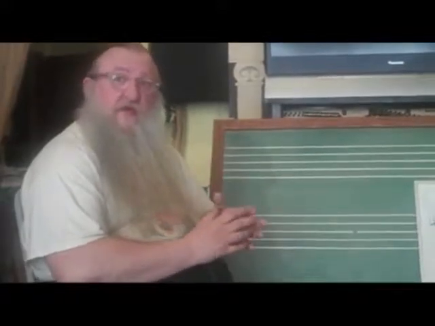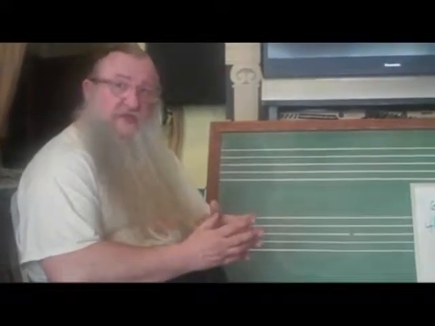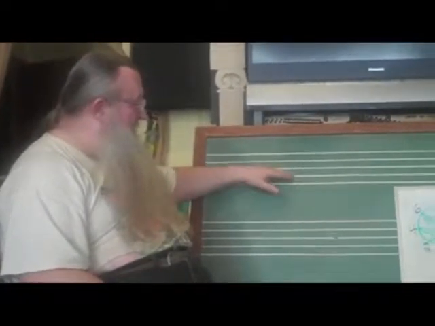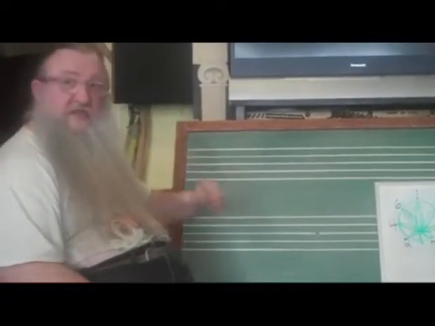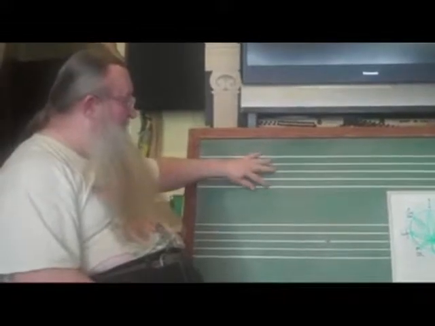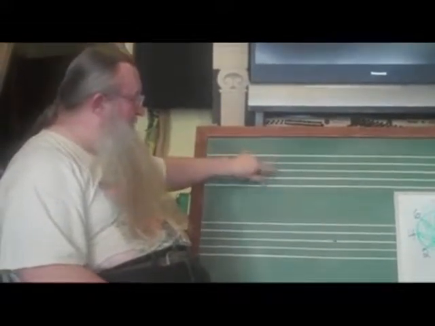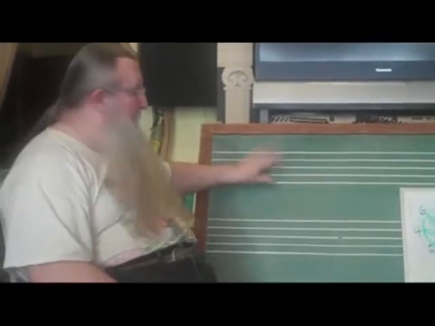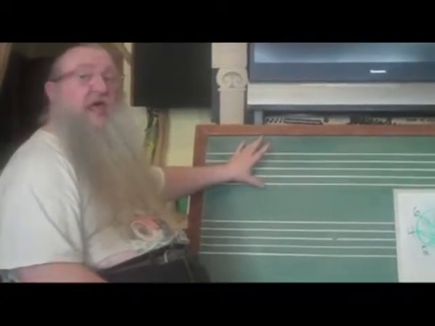So the first thing to know about decoding music on the staff is that the staff is made of lines, space, line, space, line, space, line, space. There are 5 lines and 6 spaces. And this is called the staff.